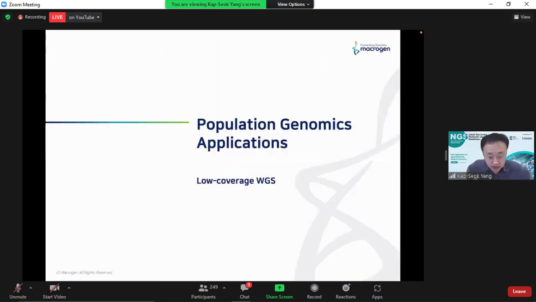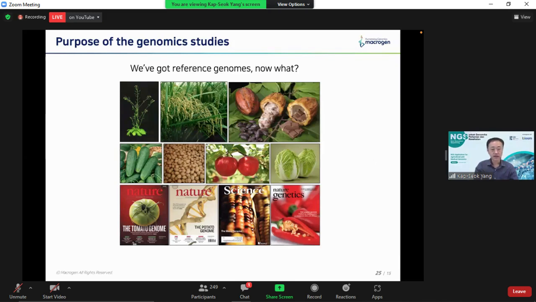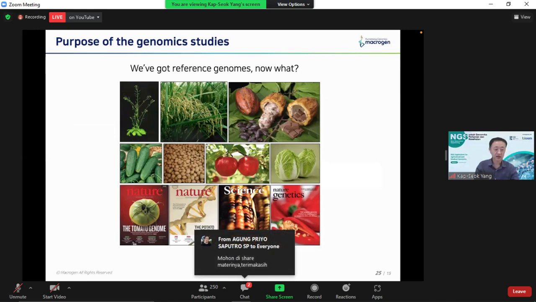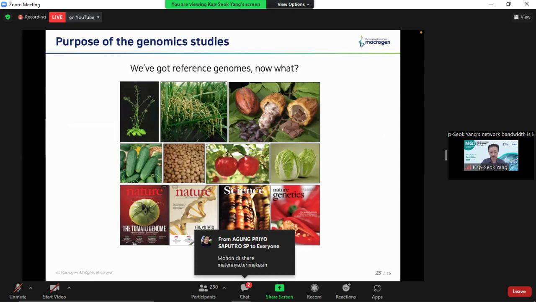Okay, second topic, population genomics applications focused on the low coverage whole genome sequencing. These are the pictures of the genomes that we have so far participated to assemble. Well, you can see the apple, or maize, or cabbage, things like that.